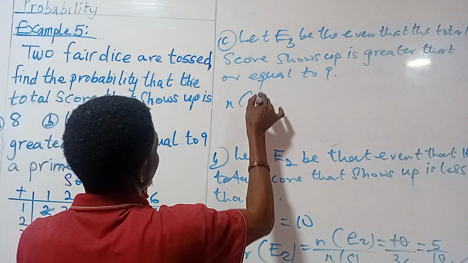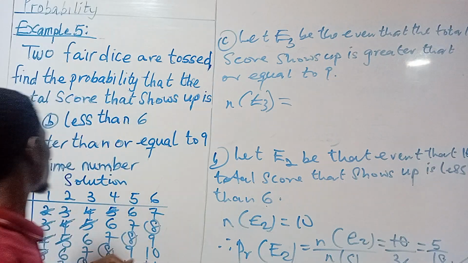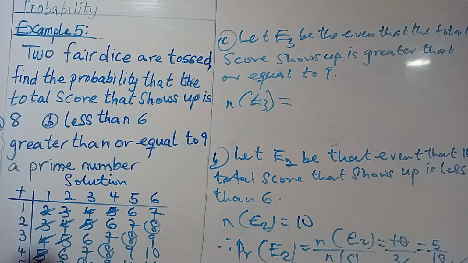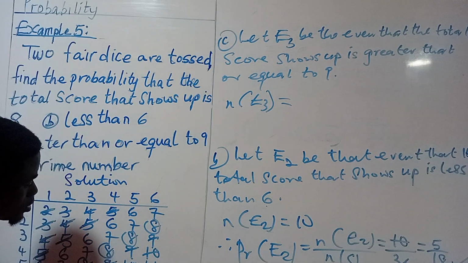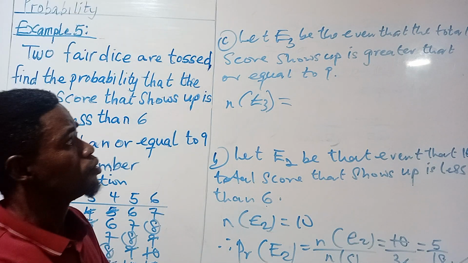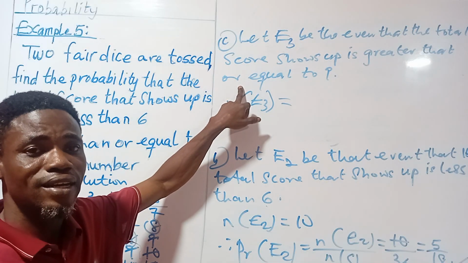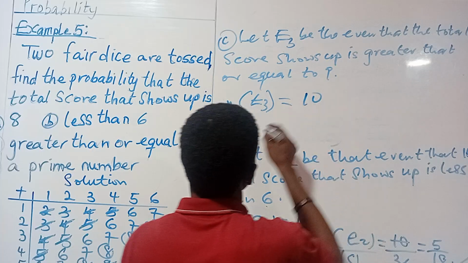Now, how do we consider this? So we have n of E3. Now, let's look at the total score that shows up greater than or equals to 9. So you consider from 9 upward, that is 1, 2, 3, 4, 5, 6, 7, 8, 9, 10. So the total score that shows up that is greater than or equals to 9 is 10.